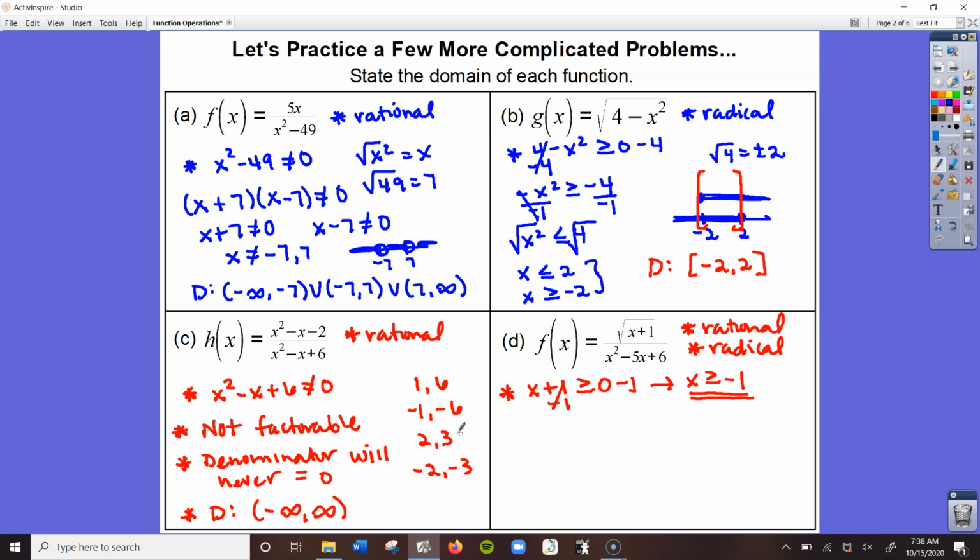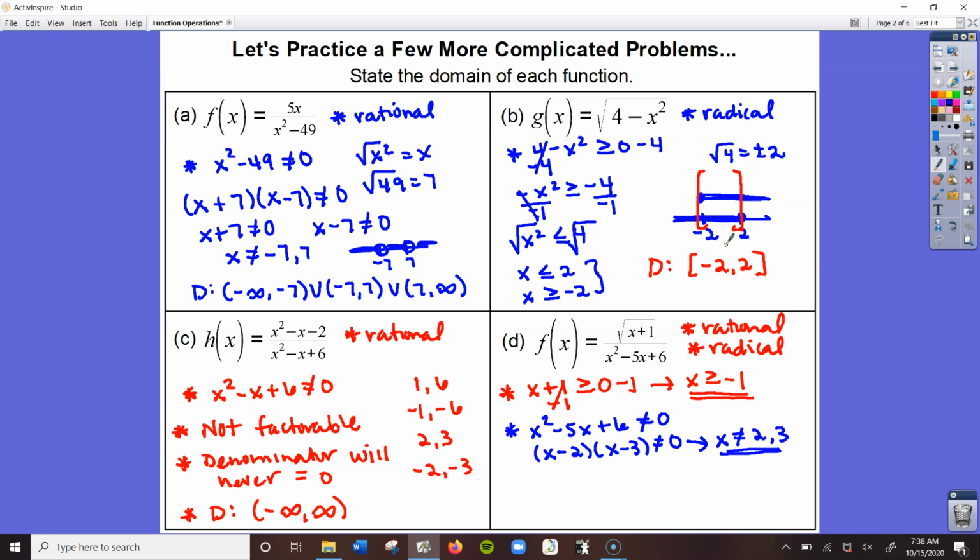And I'm going to continue because since this is also rational, that means that the denominator cannot equal 0. And now I would factor. X squared minus 5x plus 6 can be factored to be x minus 2, x minus 3. And this cannot equal 0. This means that if I were to solve each individual factor, x cannot equal 2 or 3. Because for the first factor, I'd have to add the 2, so positive 2. And for the second factor, I'd have to add the 3, so positive 3. So this is my second condition.